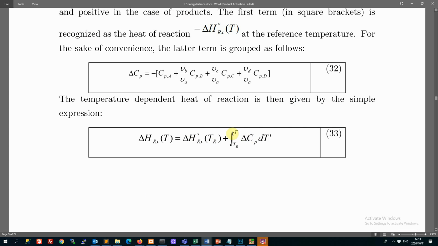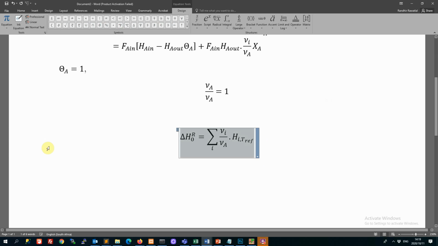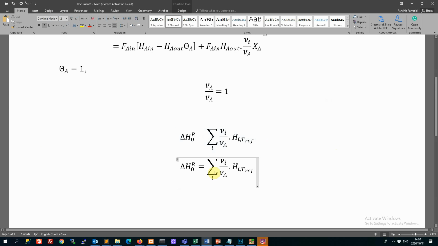And then in a similar way, we can estimate the change from the reference value to the reacting temperature, the reaction temperature T. So this delta Cp, in a similar way, we define the stoichiometric ratios. So I'm just doing it here. C sub P for the reaction.